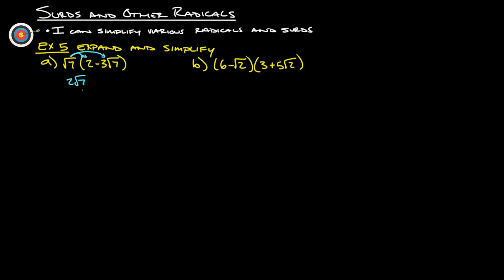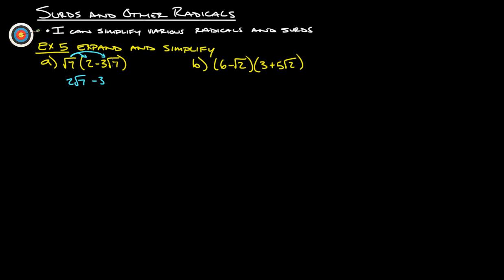Again, always the rational number first, then the irrational second. Then root 7 times negative 3 root 7 is going to be negative 3. Again, the roots and the rational numbers don't like to play together, so we just write that as 2 root 7.